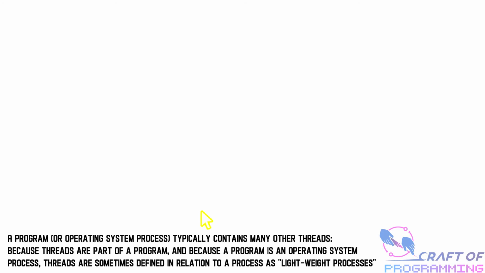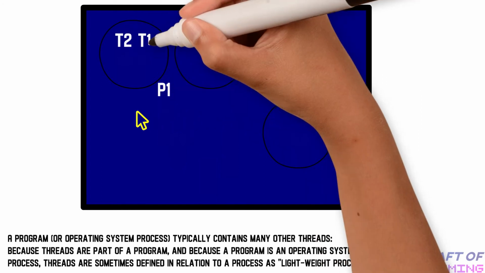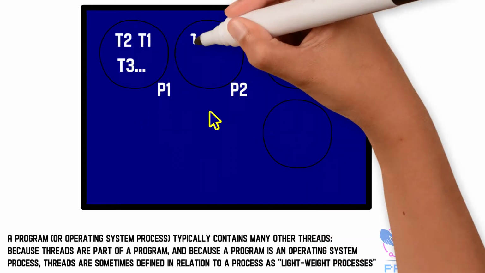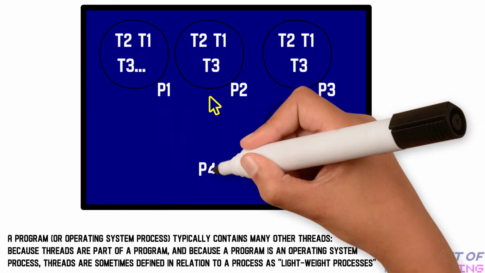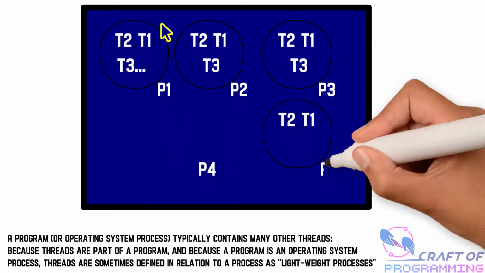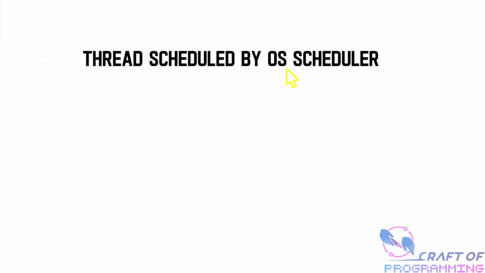Another way of looking at a process versus thread is by looking at this view here, where within a computer you will have several processes, and within each process you will have several threads. The important thing to note here is that processes are isolated from each other. So a thread within a process cannot access the data of a different process. Threads sometimes are defined in relation to a process by calling them lightweight processes.